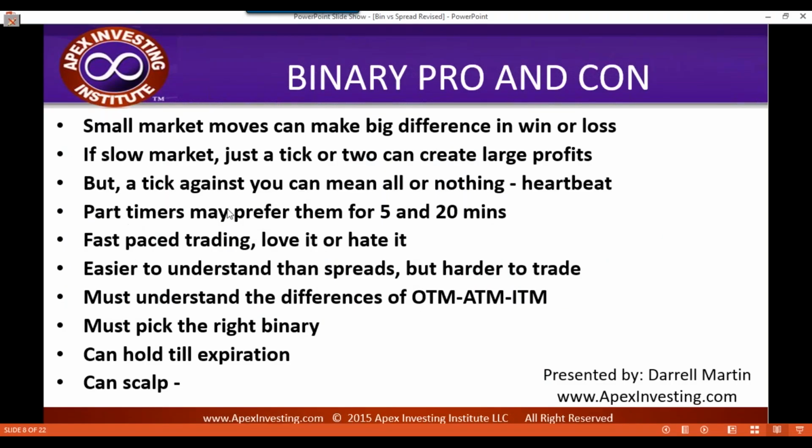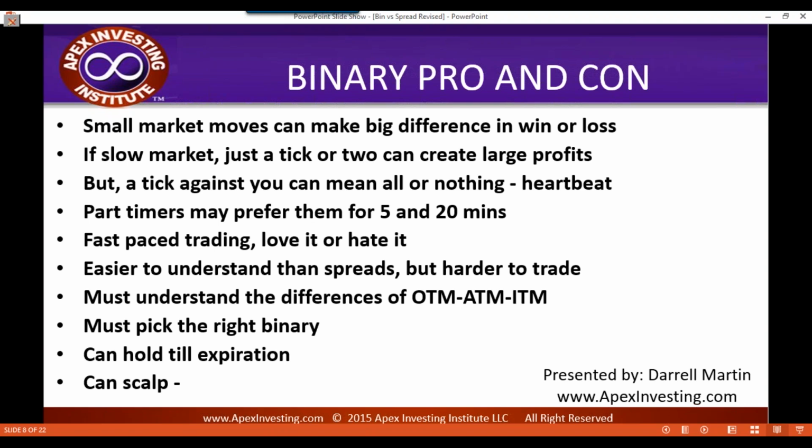Now, like I said, a tick against you, even a tenth of a tick against you, can mean all or nothing. And it can make your heartbeat go crazy, right? When it's going your direction, you're feeling good. When it's starting to come down against you, it can get your heart racing, because when it all boils down to just 1/10 of a tick, you've got to be right on.